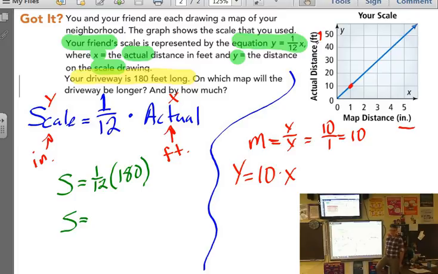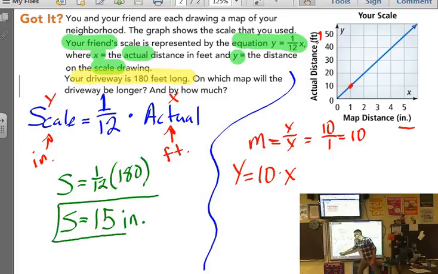Divided by 12, essentially. I believe it's 15. So on your friend's drawing, your driveway is 15 inches long. Which, by the way, that's a huge driveway. 180 feet. That's like half a football field, including the end zone.